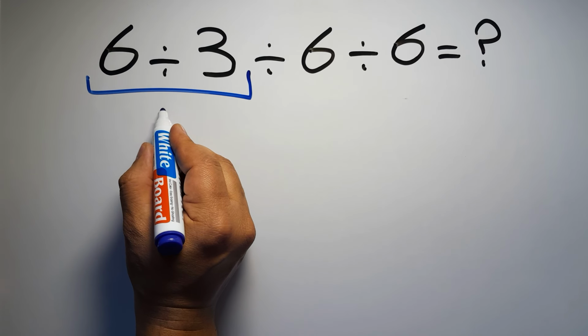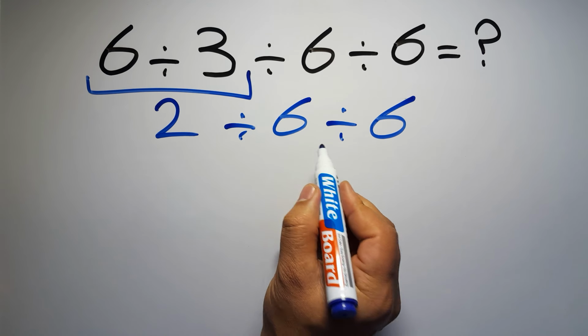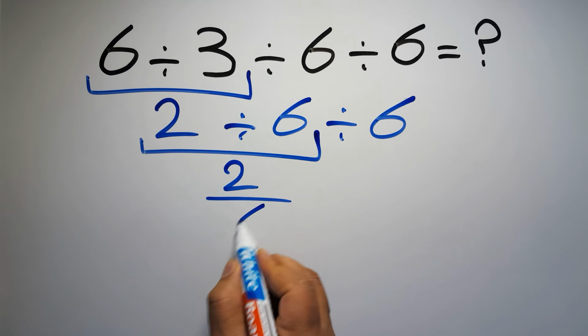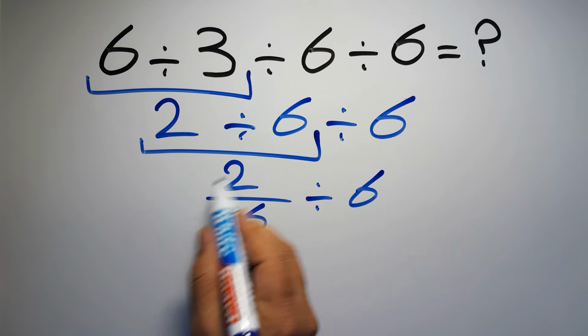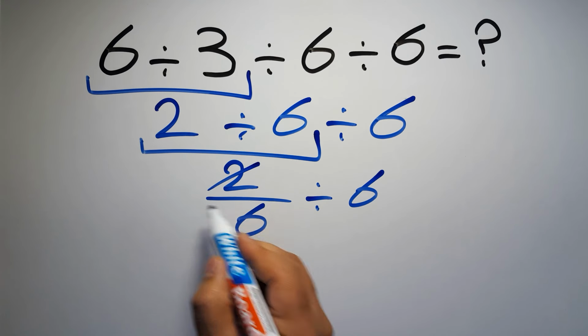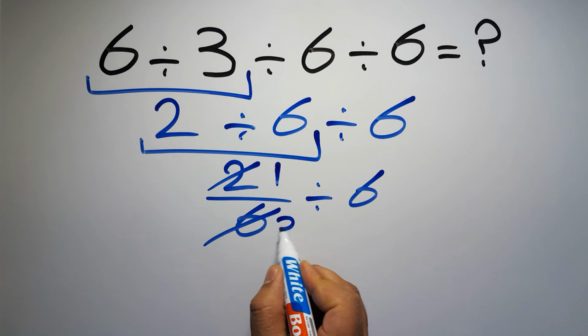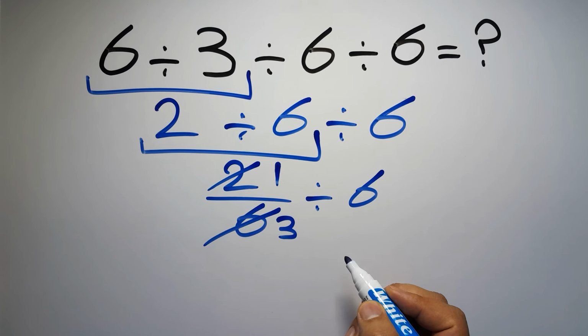So first this division, 6 divided by 3 equals 2. So 2 divided by 6 and again divided by 6. Now we have to do this division. 2 divided by 6 can be written as 2 over 6, then divided by 6. Now let's simplify this fraction. 2 divided by 2 is just 1, and 6 divided by 2 gives us 3. So 1 over 3, then divided by 6.